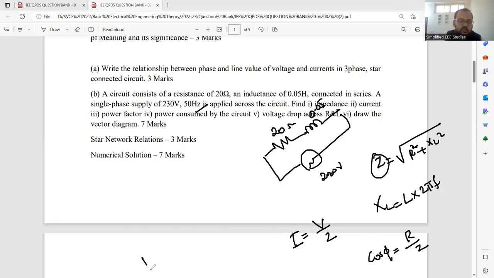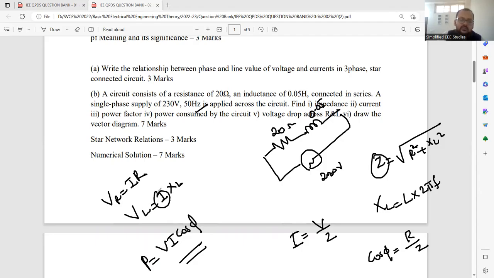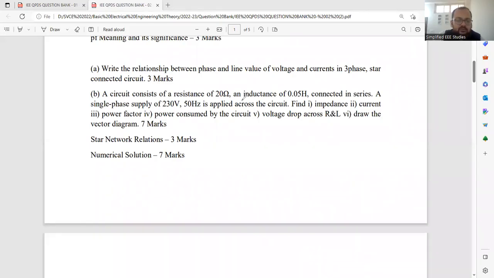Then power consumed. P is equal to power consumed, VI cos phi. It is applicable for RL circuit, RC circuit, and RLC circuit. Remember this. This is the active power. Voltage drop across R, we can write VR is equal to I into R. Voltage drop across inductor, VL is equal to I into XL. I is the same only because it's a series circuit. So you can easily apply, and finally you can draw the phasor diagram. It is very easy only. It's not so difficult.